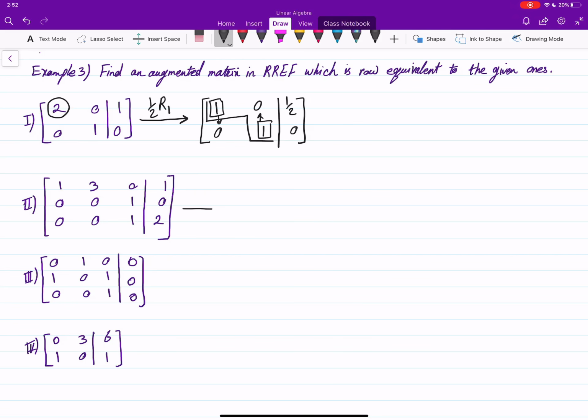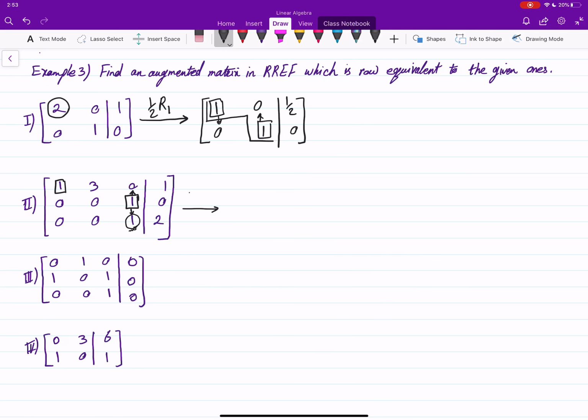How about this one? Well, the first row starts with the non-zero 1, the leading 1, and the leading 1 of row 2 is there. Well, you may say that this is also a leading 1, but it is not, because by the condition we have to turn it to 0. So how can I turn this entry here to 0?